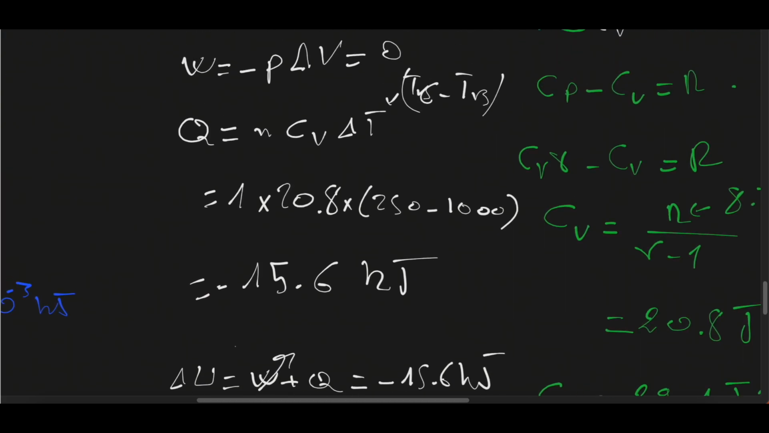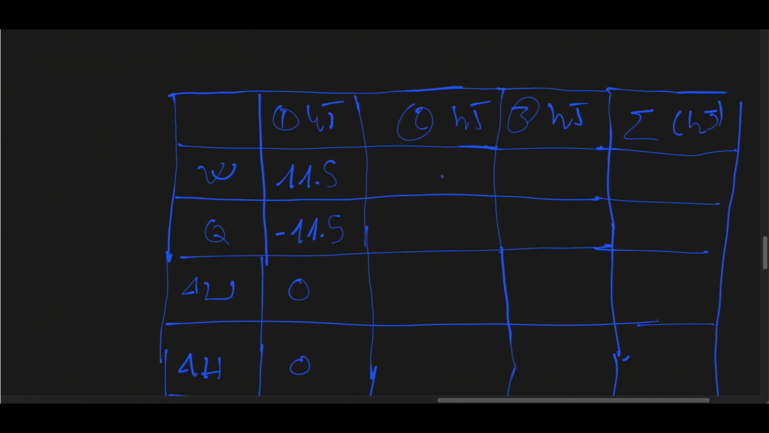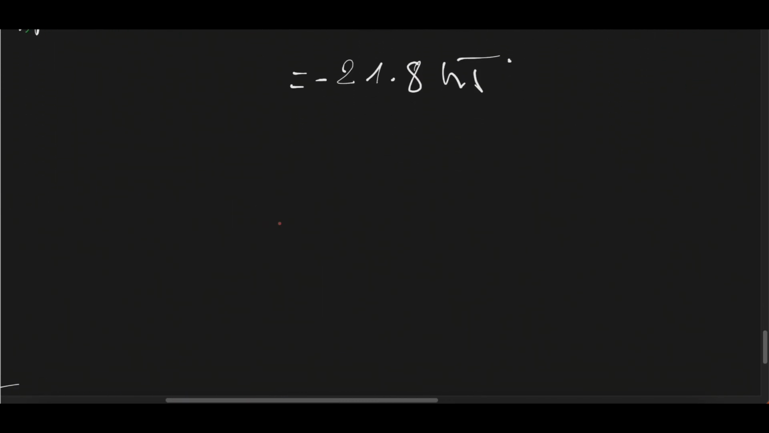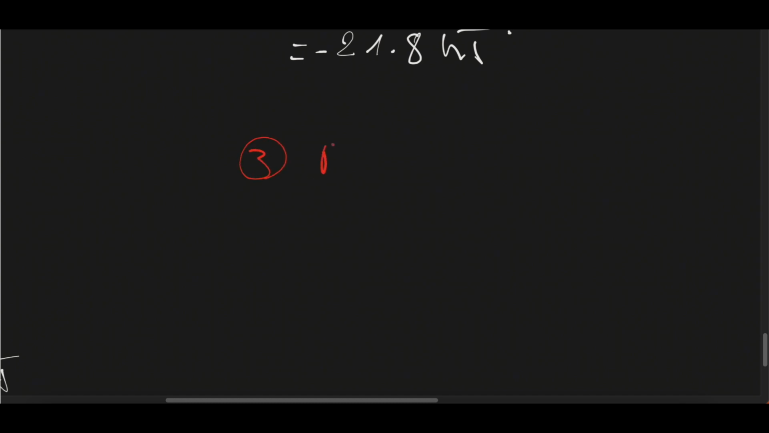So we can fill the second column of the table. Here we have work 0, the heat is minus 15.6 kilojoules, the change in internal energy, the same thing, minus 15.6, and the change in enthalpy is equal to minus 21.8 kilojoules. Now let's move on to the third and last process, when the change is isobaric.